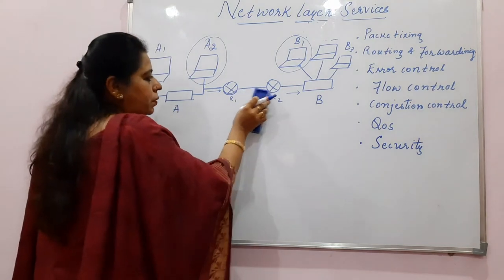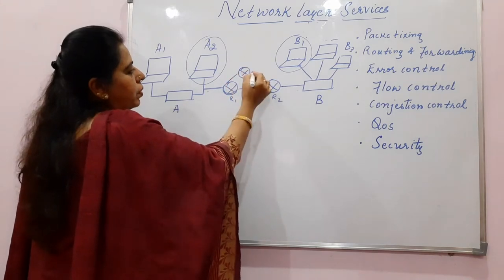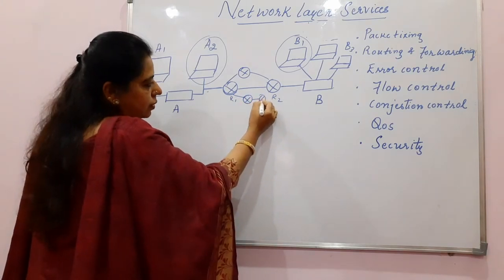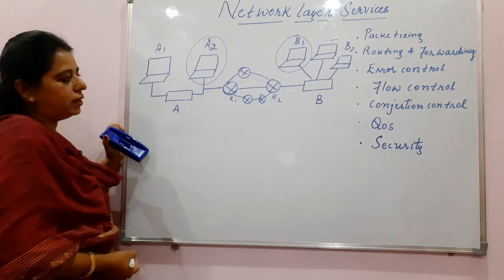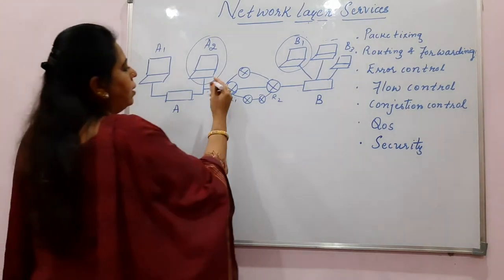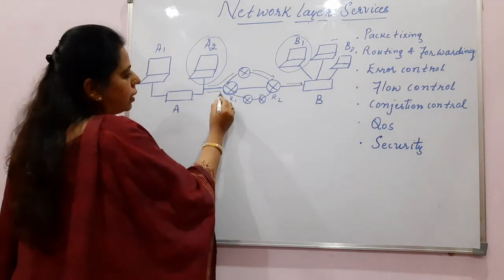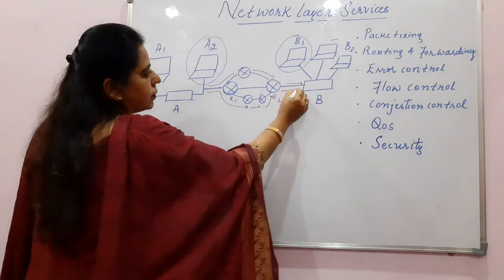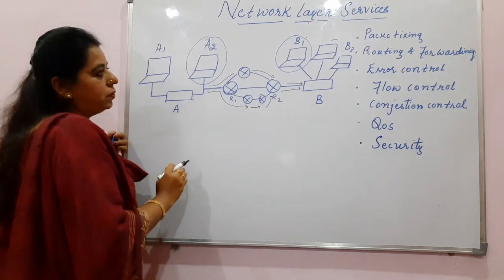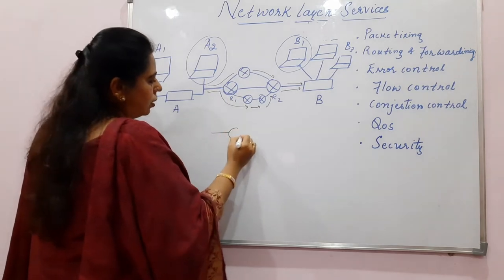Now, there can be multiple routes to reach the destination. For example, there are two more networks falling in between these two networks. So the packet can start from the source and travel like this and reach the destination host, or it can take this route. Whichever route the packet adopts in order to reach the destination host becomes the routing.